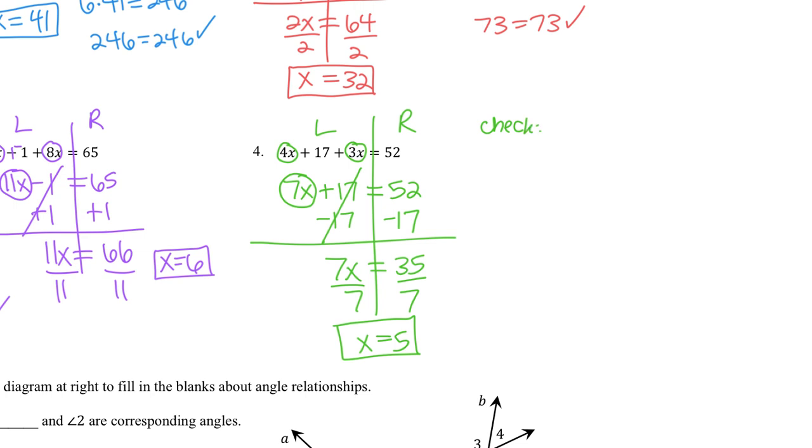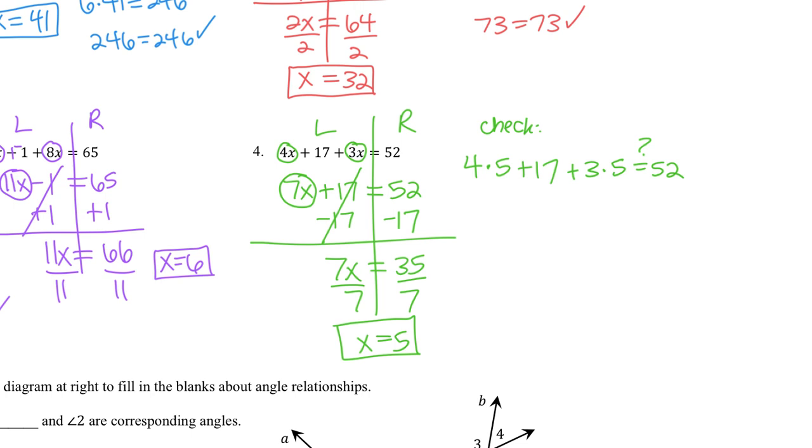So x goes in 2 places this time. So 4 times x, but instead of x we put 5, plus 17, because I'm just following this equation. Plus 17, now plus 3 times x. So plus 3 times 5 equals 52. Or does it really? We need to check.